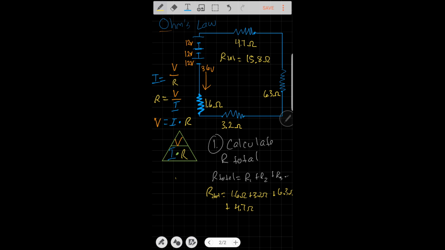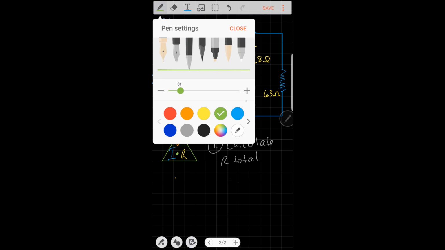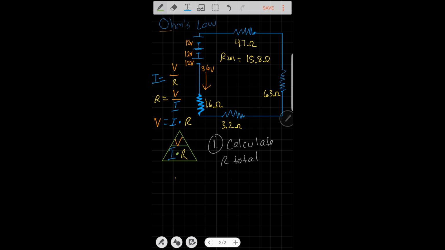The next thing I need to do after I find my R total is calculate my current. Now that I have my R total, I can calculate how much current is flowing. We know how to calculate current because we just spent the last 3 minutes discussing the triangle. Which equation do I use? Current is I, so I cover up the I, and it's V over R. That's why I had to find R total first. I have my total voltage, so I equals V over R. You write your equation, and then you plug them in.